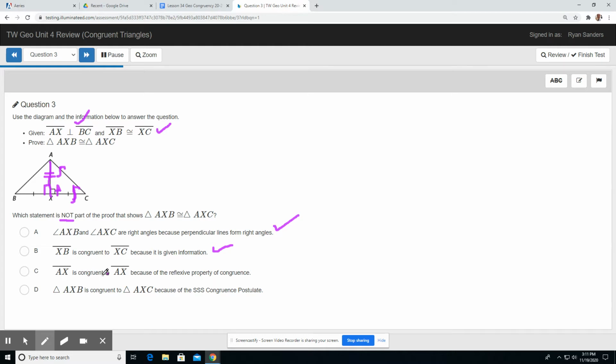And AX is congruent to AX because of the reflexive property. I think I said reflection property, reflexive. Yep. And triangle AXB is congruent to triangle AXC because of side, side, side. No, we're not using side, side, side. We're using side, angle, side. So the one that's not it is D.